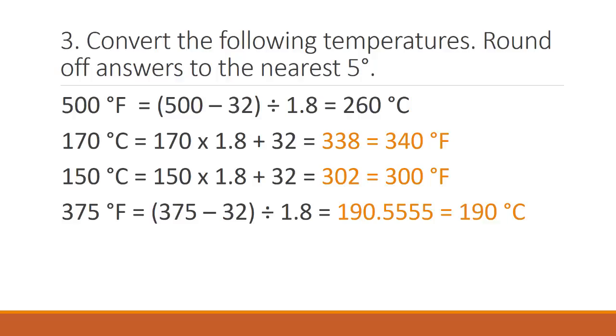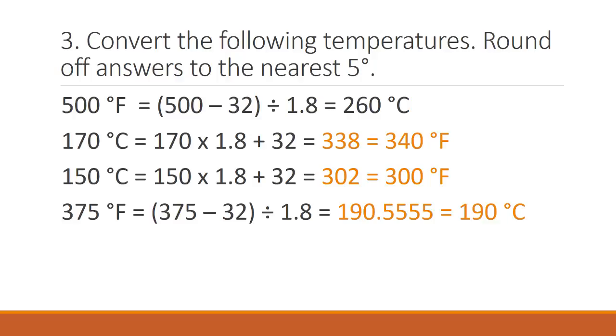No rounding necessary here. 170 degrees Celsius, we need to go to the Fahrenheit equivalent. The formula for that is the Celsius degree, 170, multiplied by 1.8, and then you add 32, which gives us 338 degrees unrounded. Round it off to the nearest 5 degrees, and we get 340 degrees Fahrenheit. 150 degrees Celsius, same formula. 150 times 1.8 plus 32 gives us 302. Round that off to the nearest 5 degrees. Your final rounded answer is 300 degrees Fahrenheit.